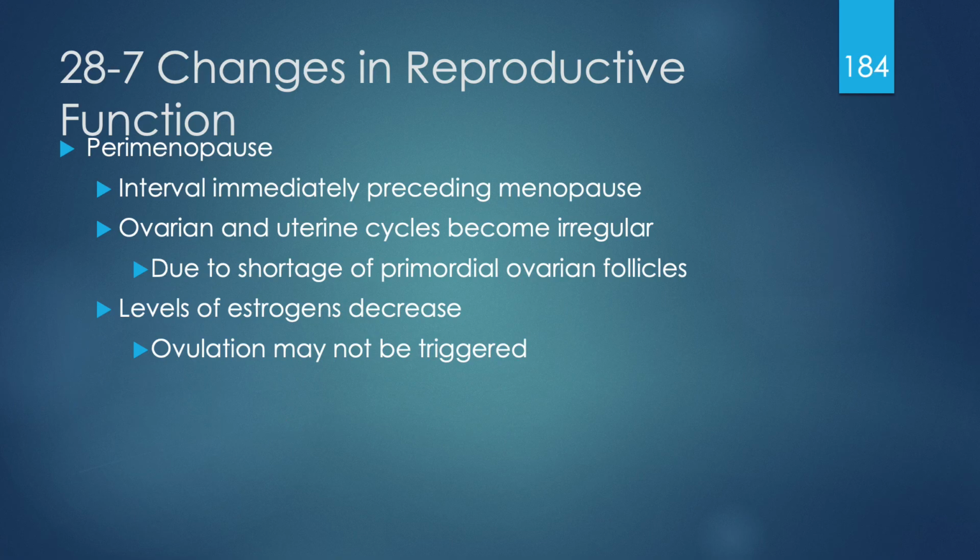Perimenopause is the interval that immediately precedes menopause, during which the uterine cycles, as well as the ovarian cycles, become really irregular. This is because of a shortage of primordial ovarian follicles, and this is something that can be measured by a simple blood test for anti-Müllerian hormone. During this time, the levels of estrogens will decrease, and ovulation may not even be triggered at all.